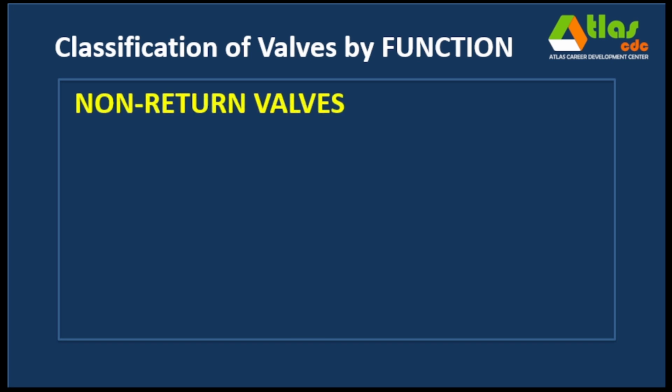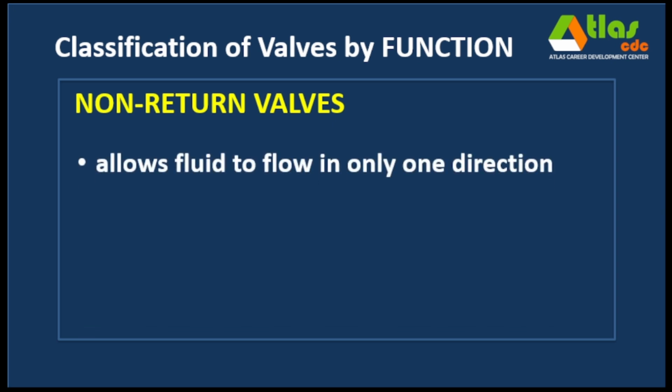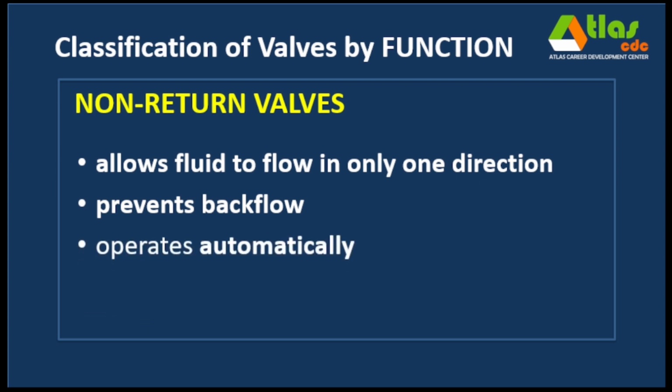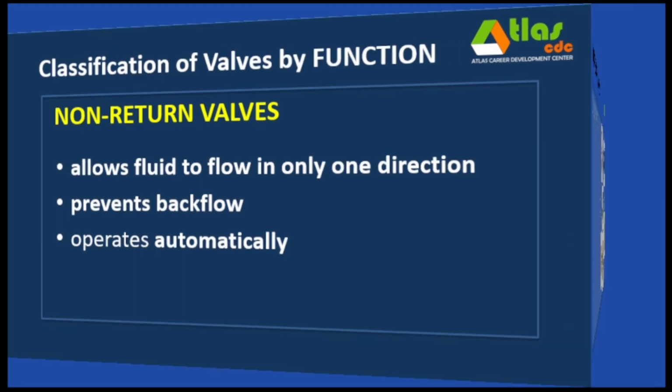Another classification of valves by function are non-return valves. A non-return valve is a type of valve that allows fluid to flow in only one direction and prevents backflow, protecting equipment and maintaining system integrity. It operates automatically, opening when fluid flows in the correct direction and closing when flow reverses. Non-return valves are designed to protect the system from reverse flow, and so they fall under the broader category of protective valves.